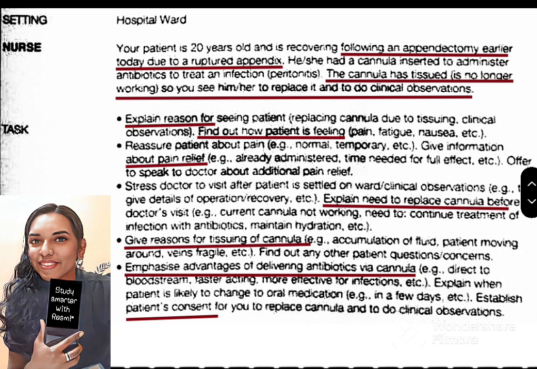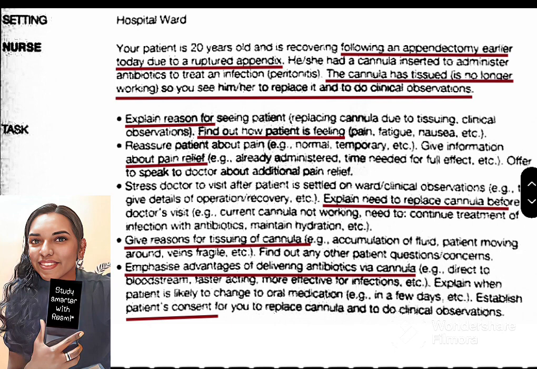Then the patient's answer will be, yes, sister, I can understand. Then you can ask, do you have any more doubts or any concern? The question will be, could you please explain to me why this cannula got tissued? Then we can explain, give a reason for tissuing of the cannula, like accumulation of fluid, patient moving around, the veins being fragile, or find out any other patient concern.